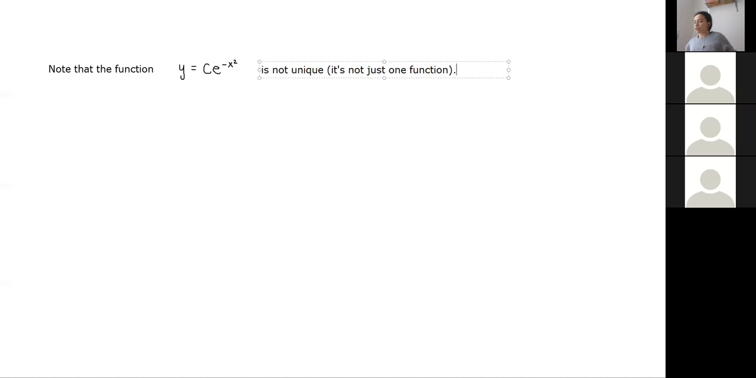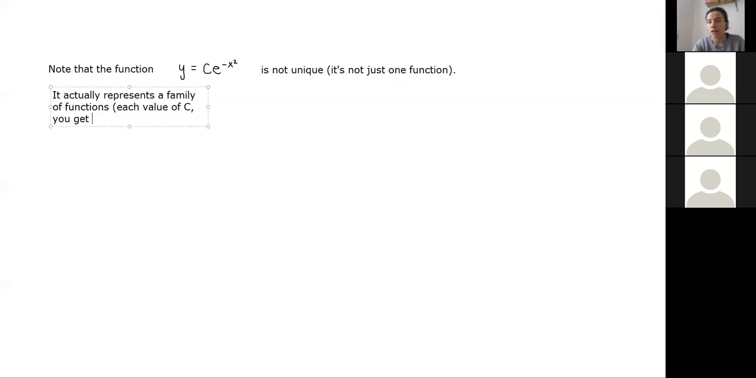So it's a type of function. Essentially what this means is the function y equals c times e to the minus x squared is every function that is of the form some constant times e to the minus x squared. But that constant might be different from one value to another. So what we say is that it actually represents a family of functions. For each value of c, you get a different function.